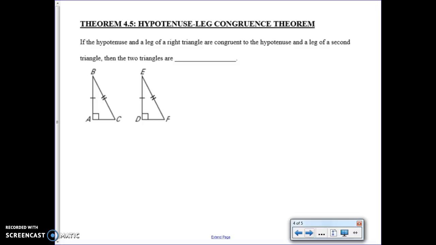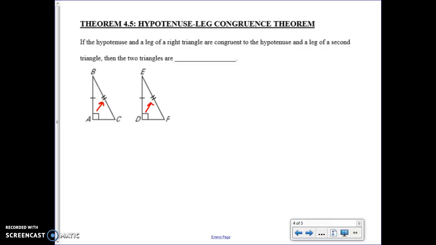All right, our next theorem is the hypotenuse leg congruence theorem. Think about where you've heard that word hypotenuse before. Hopefully, the image of a right triangle is coming to you, and the hypotenuse is always the side that's across from the right angle. So there's our hypotenuse.